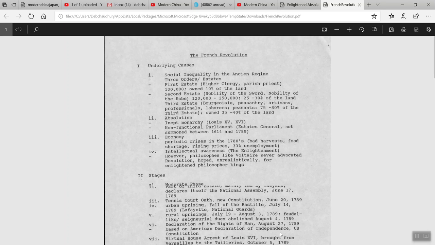The Third Estate, they were commoners in society. It's an overwhelming number, the large majority of the French population, who differed widely from one another in terms of wealth and occupation and level of education. Peasants alone constituted about 75 to 80% of the total population, and they were by far the largest segment of the Third Estate. The richer of the peasants actually owned about 35 to 40% of the land, although their holdings varied from area to area.